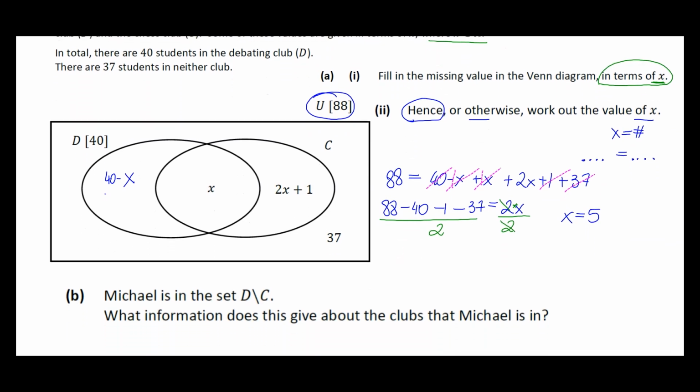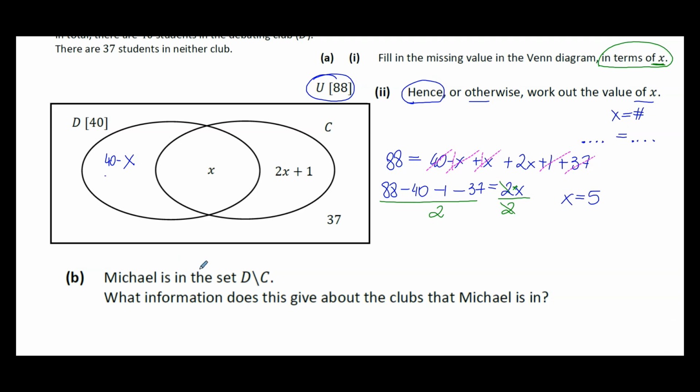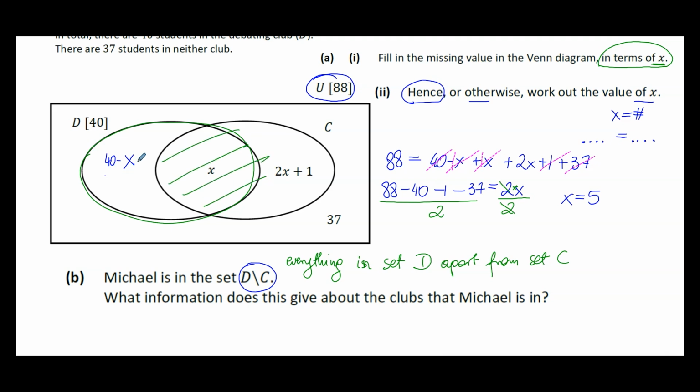And let's have a look at the last part of this question. So Michael is in the set, and then that's what it is. So I have to understand what those symbols mean. Okay, I know. So that means everything in set D apart from set C. So everything in set D is this, but not the part that belongs to C. So not this part. So that means what? 40 minus x. And actually, we know the value of x is 5. We know that here I have 35.